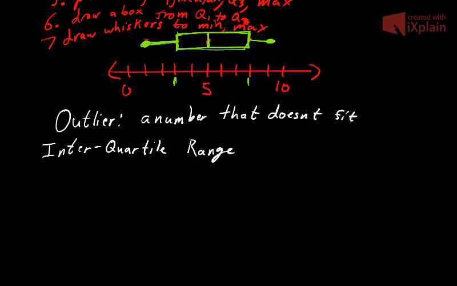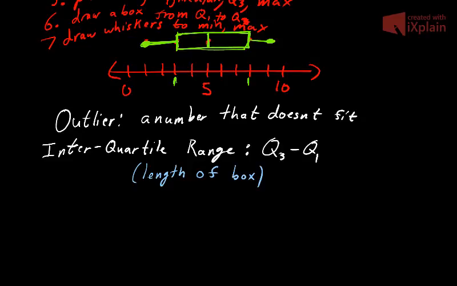So the interquartile range is going to be Q3 minus Q1, which sounds kind of strange. We're taking our third quartile and we are subtracting our first quartile. But what that ends up giving us is the length of this box here. So the interquartile range is going to be the length of that box. So I'm going to write that right here, length of box.